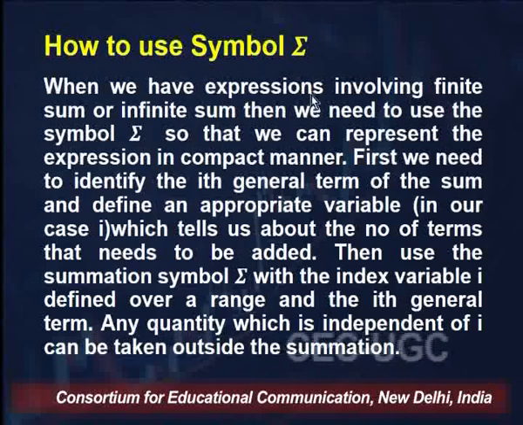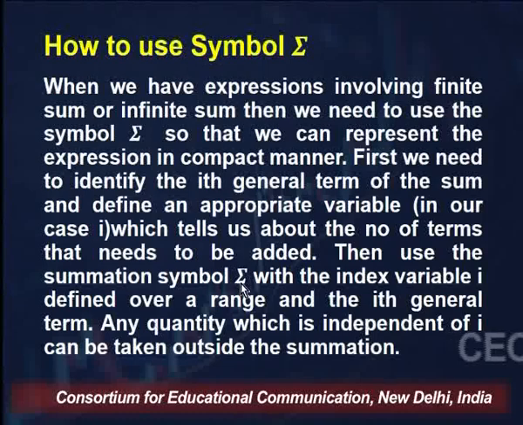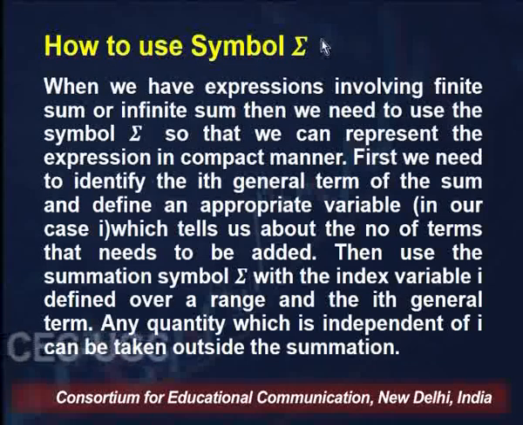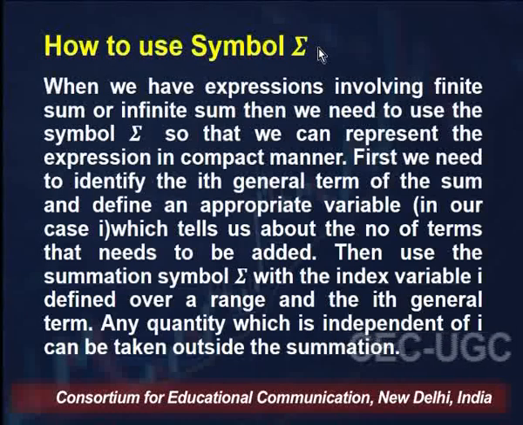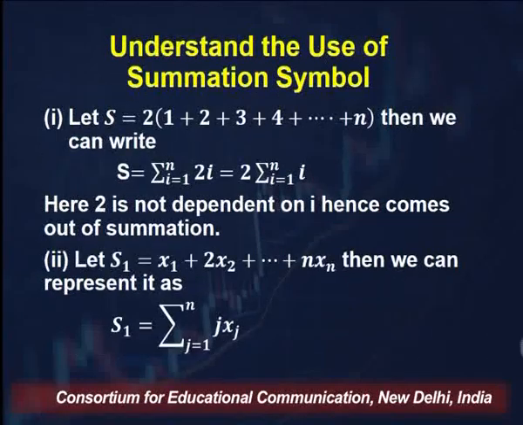So now we will use the summation symbol sigma with the index variable I defined over a range and the ith general term. Any quantity which is independent of I can be taken outside the summation. That means among the terms over which the sigma is operating, there are certain terms which are dependent upon I and certain terms which are independent of I, and those can be taken outside the summation. Let us understand them by means of certain examples.